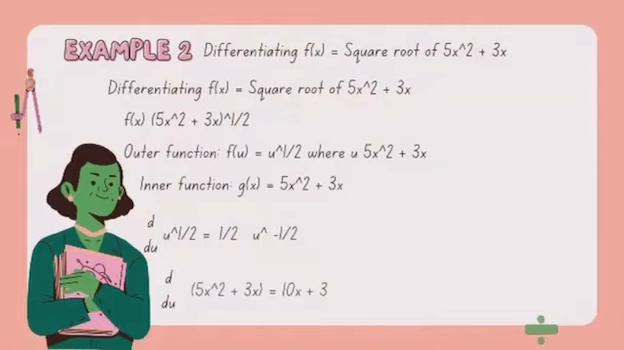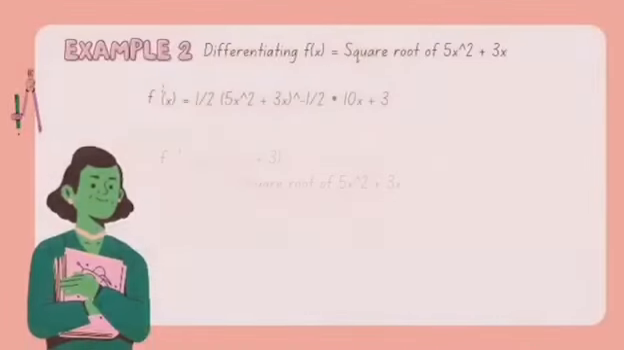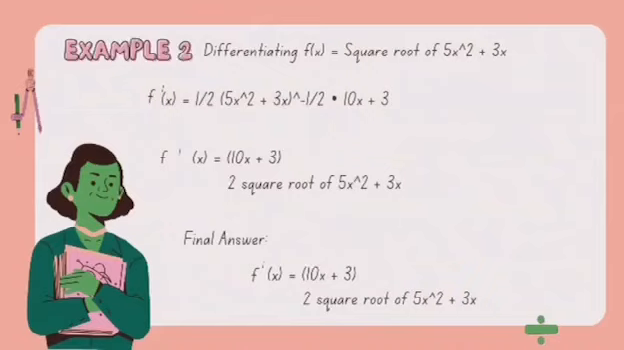Step 5. Simplify the expression. F prime of x equals (10 times x plus 3) divided by 2 times the square root of 5x squared plus 3x. So the final answer is f prime of x equals (10 times x plus 3) divided by 2 times the square root of 5x squared plus 3x. This is the final simplified form of the derivative. And that's how chain rule works.